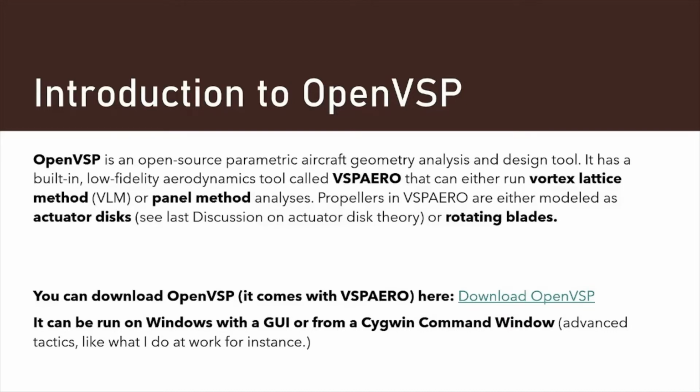So, where to download OpenVSP, I've included a link, and I will also put this on Canvas so that you'll be able to click on things, and it can be run on Windows with a GUI or from a Cygwin command window if you're into advanced tactics like what I do for work, for instance. I believe you can also run it on Mac. So if you have any questions on that, please feel free to reach out to me. I don't have a Mac, but the other TA, Carlos, does, so we kind of have that system going on.